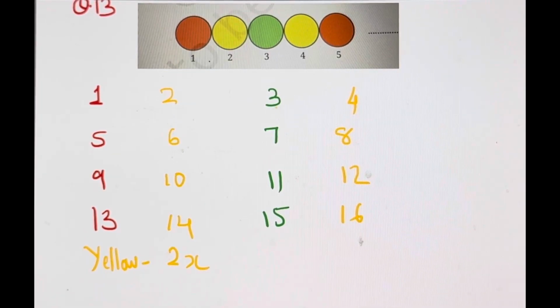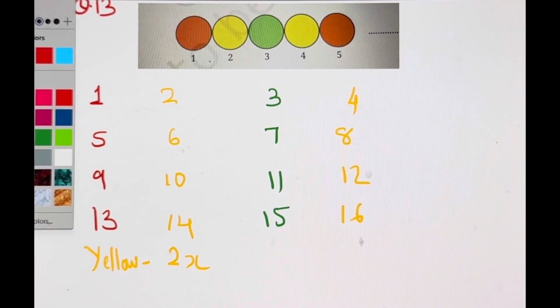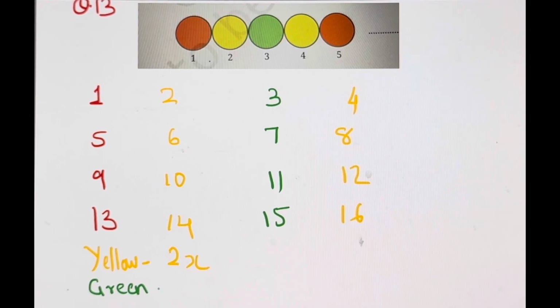The green color, all the numbers, they are 1 less than the multiples of 4. 4 minus 1 is 3, 8 minus 1 is 7, 12 minus 1 is 11, and 16 minus 1 is 15, right? So yes, they are all 1 less than the multiples of 4. So multiples of 4 means 4x, and 1 less than that means 4x minus 1. So for the green color, the formula will be 4x minus 1.